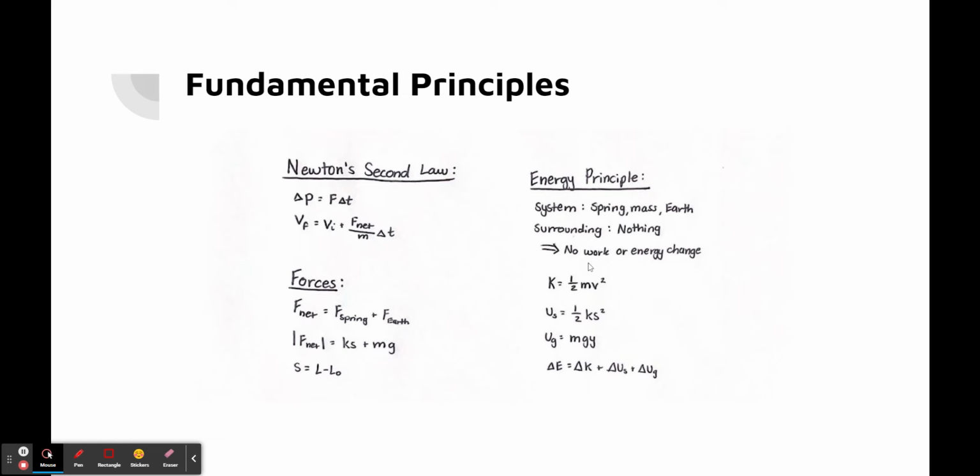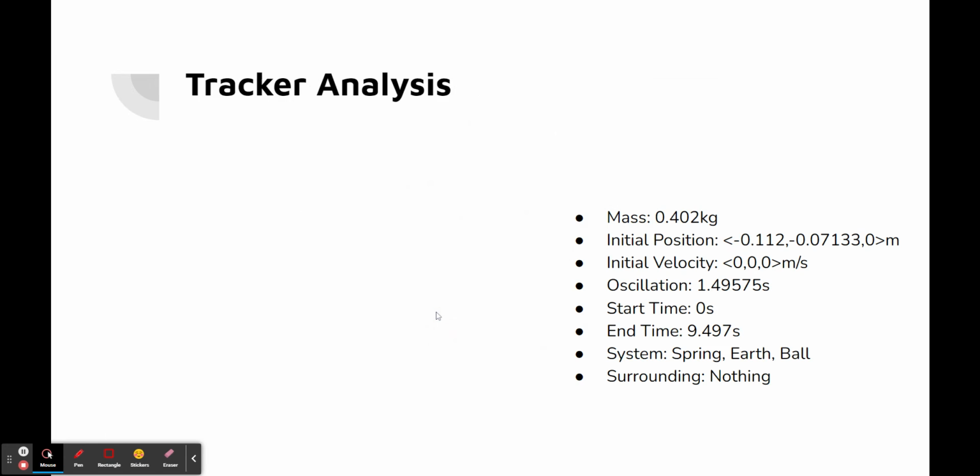And we're going to use the energy principle. The system is the spring, mass, and Earth, and the surroundings are nothing, so there's no work or energy change. The energies in the system are kinetic energy, spring potential energy, and gravitational potential energy. The total energy is adding all of those together.